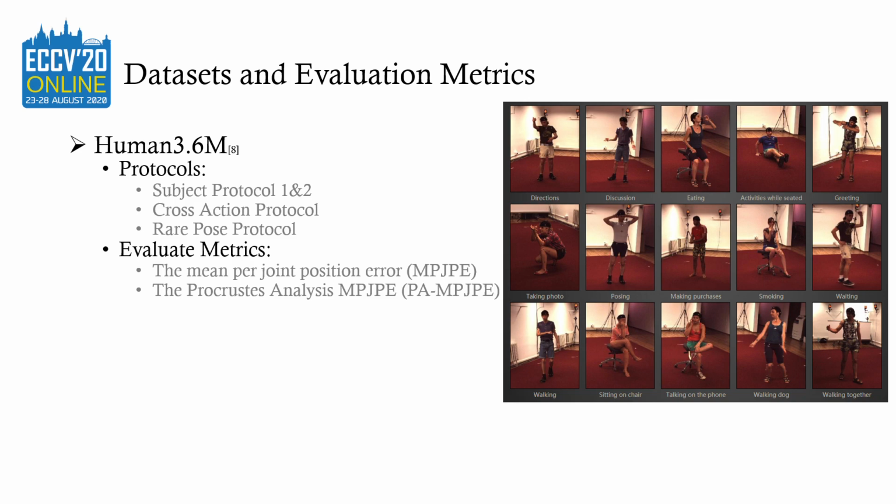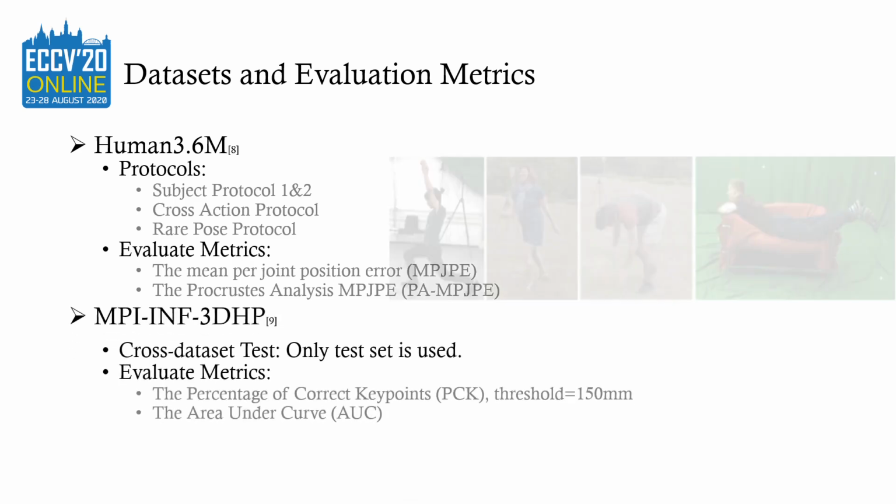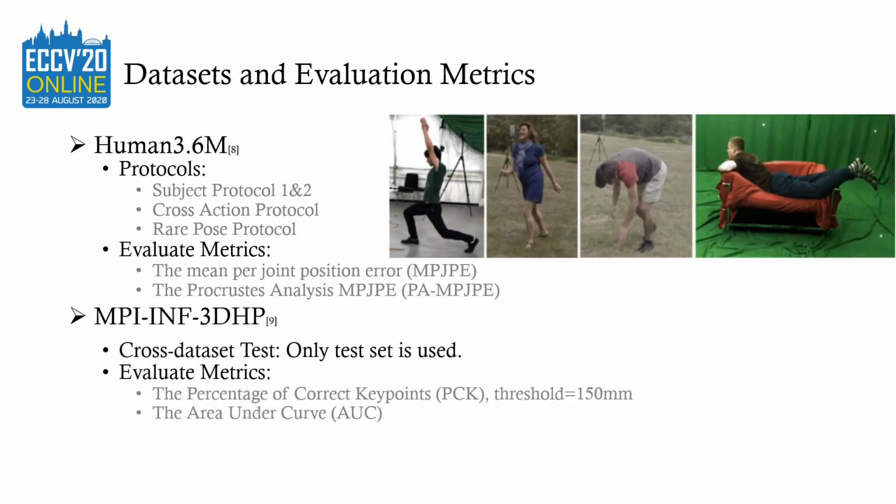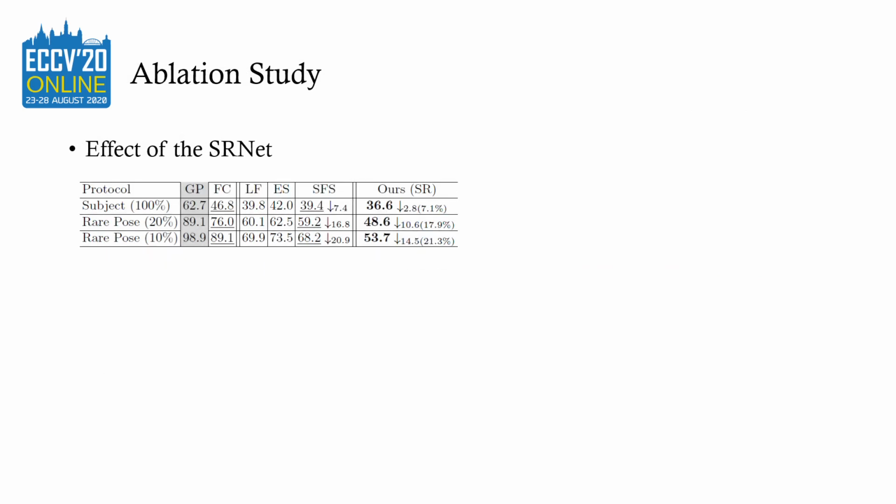Furthermore, we evaluate our method on MPI-INF-3DHP test set to examine cross-dataset generalization ability. Let's see some evaluation study results. All our evaluation studies are evaluated on the Human 3.6M dataset. First, we compare the baseline network with our SRNet to verify the efficiency.